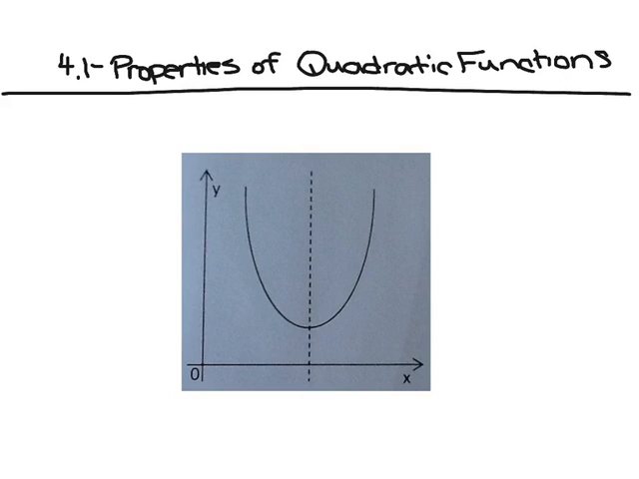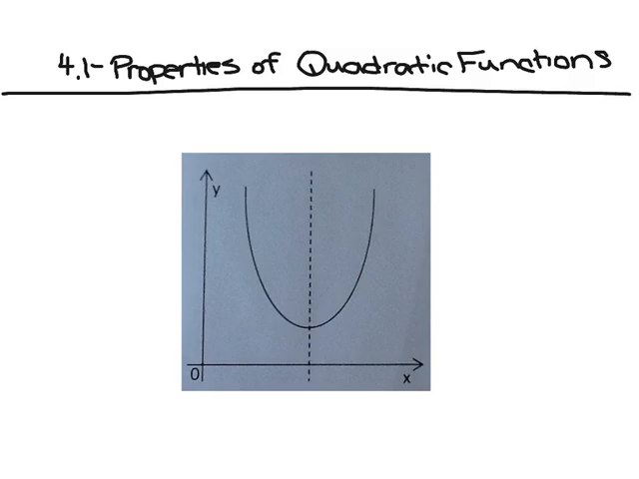Properties of quadratic functions. For this section, there's a lot of different terminology that we're going to have to go through and learn. A quadratic function is anything that can be written in the form ax squared plus bx plus c equals 0, and that's called general form. Its graph will always be a parabola, and that's what this is a graph of, a parabola.